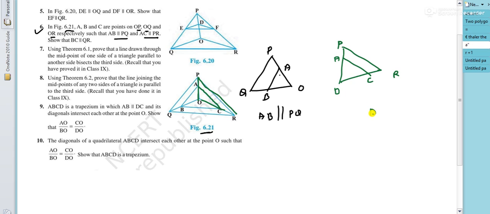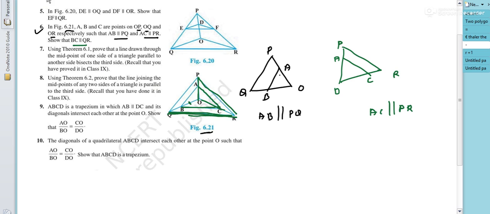So you can write here what they have given. AC is parallel to PR. Now you have to show that BC is parallel to QR. Where is BC? Yes, so this is BC. This is parallel to QR. When will this be parallel to QR?